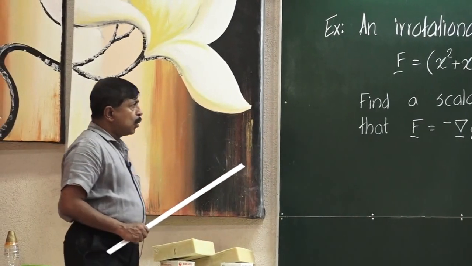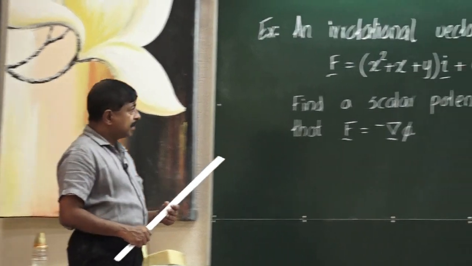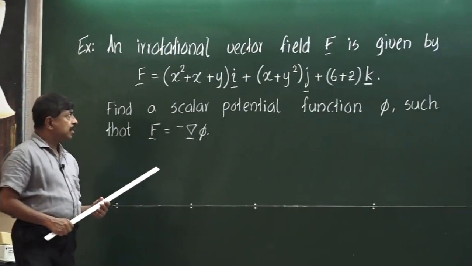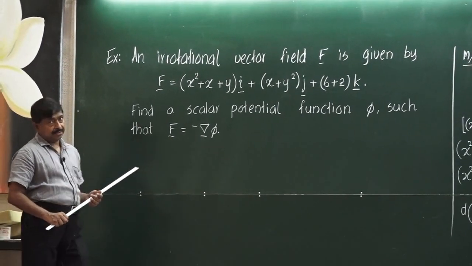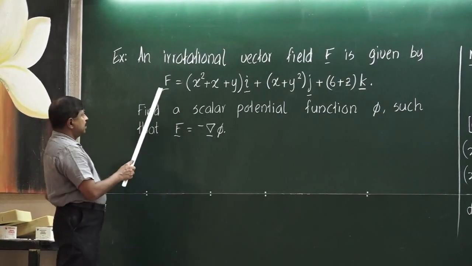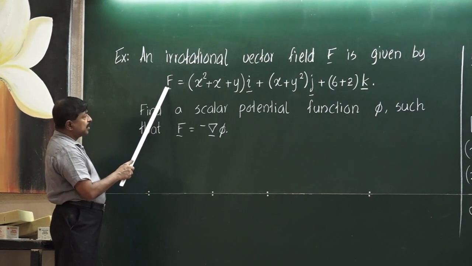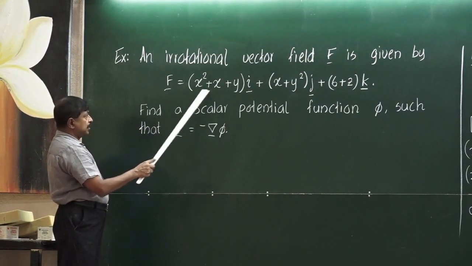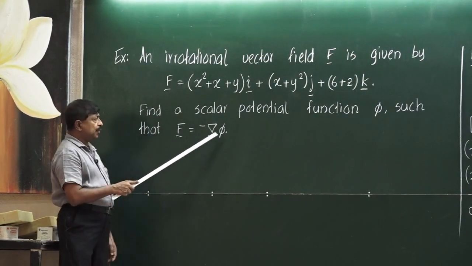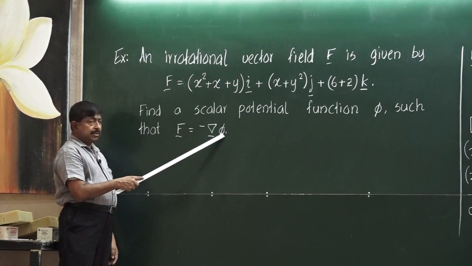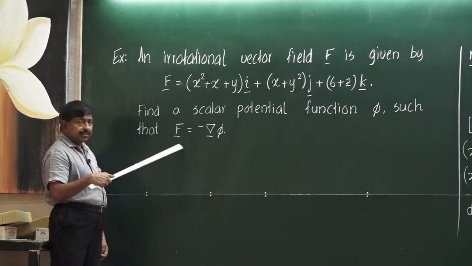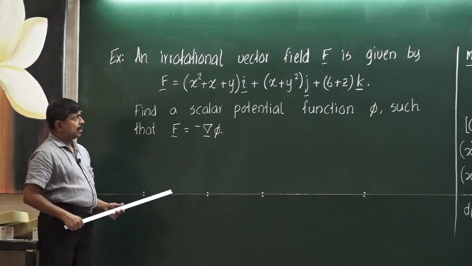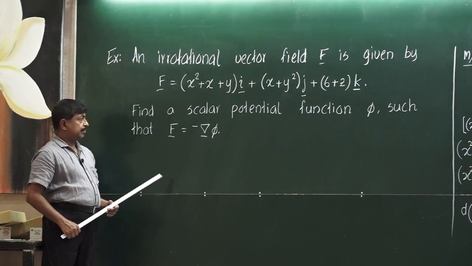Now, let us see how we find a scalar potential function once an irrotational vector field is given. In this case, F is an irrotational vector field given as such, and we need to find phi, the scalar potential function, so that it satisfies this relationship. There are two methods of doing it.